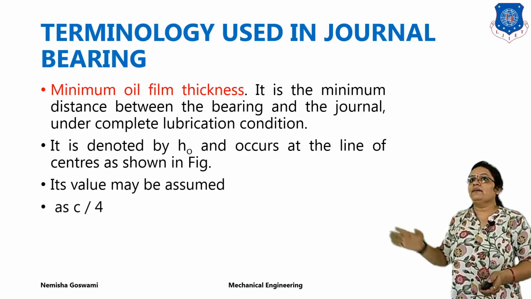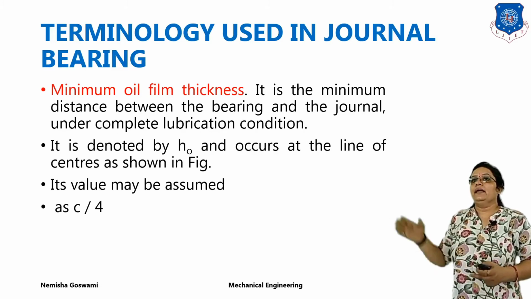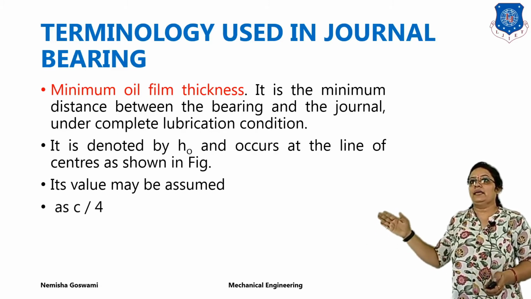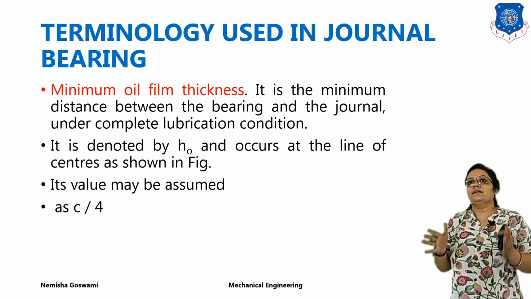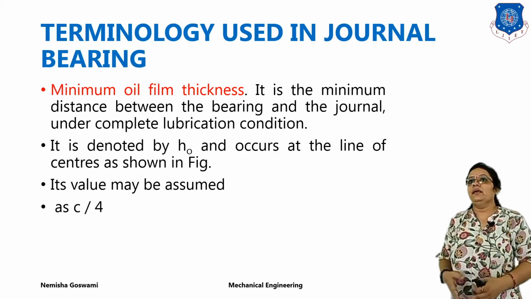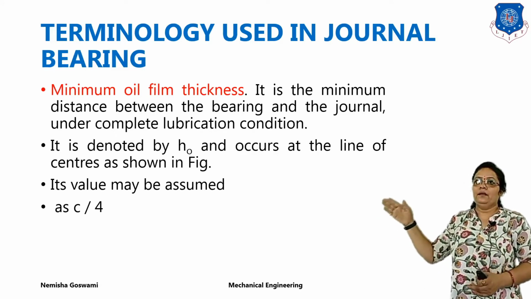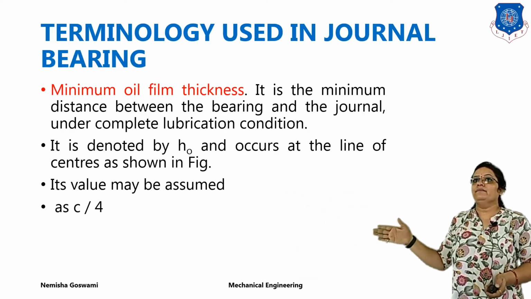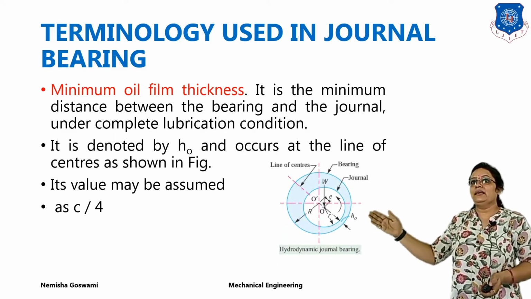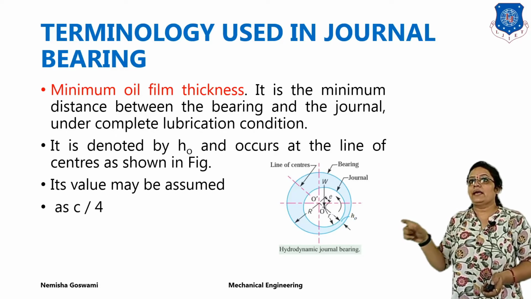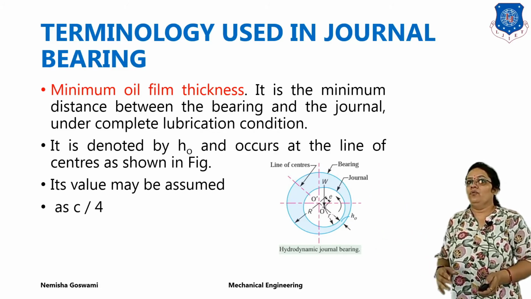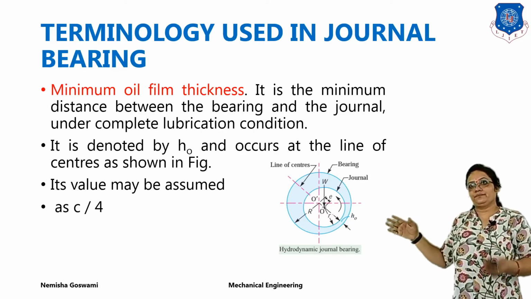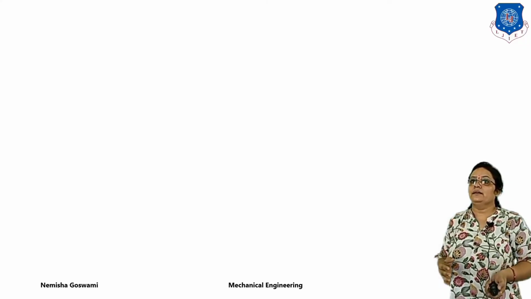Its value may be assumed to be equal to C by 4. The diametral clearance divided by 4 is given by the minimum oil film thickness ratio. You can see in this diagram that h0 is given by capital D minus small d divided by 4. So this is the minimum oil film thickness ratio.